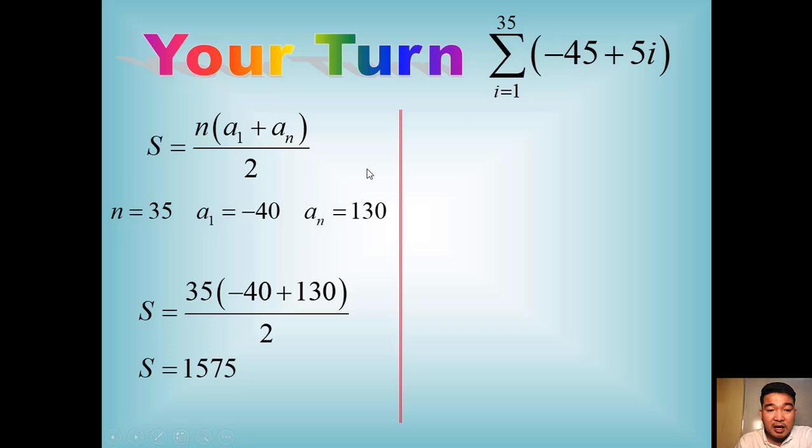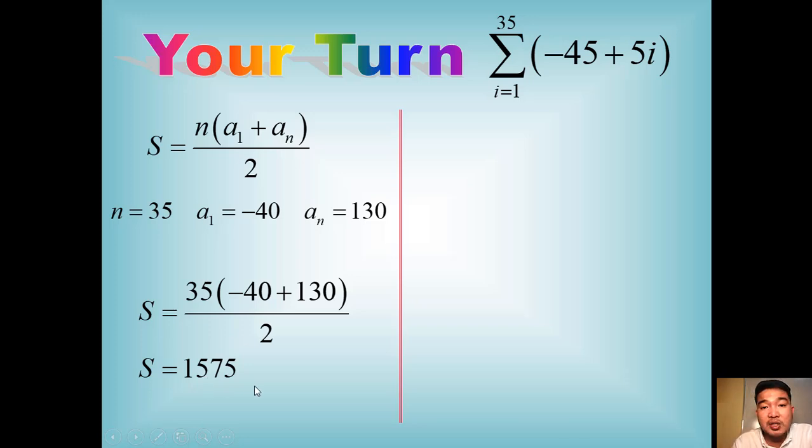First term is negative 40, since as you substitute 1 here, 5 times 1 is 5, and then negative 45 plus 5 is equal to negative 40. And then a sub n is equal to 130, since 35 times 5 is 175, minus 45 is equal to 130. So that is a sub n. And then by substitution, you will get this. And then simplifying it further, the sum is equal to 1,575.